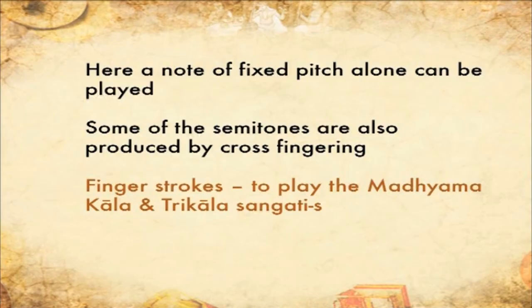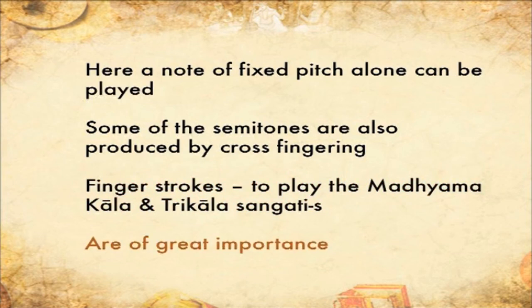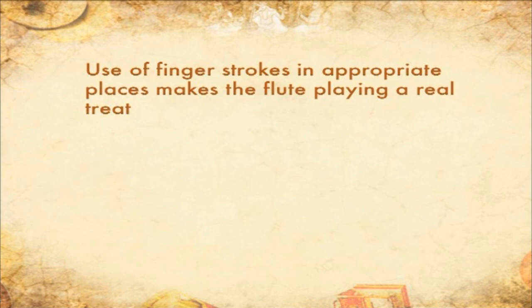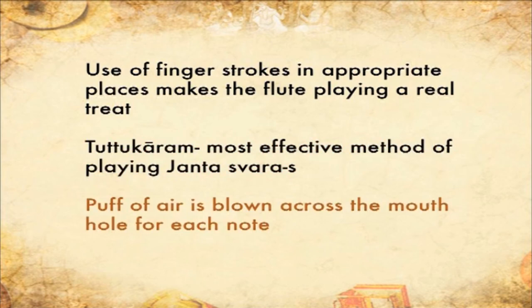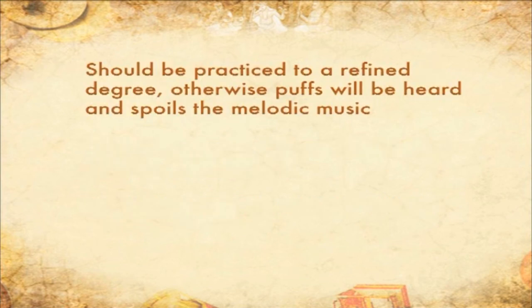Finger strokes are used to play the Madhyamakala and Trikalam Sangatis of musical compositions and are of great importance. The use of finger strokes in appropriate places renders flute playing a real treat to the ear. Tuttukaram is the most effective method of playing jantaswaras. In this method, a puff of air is blown across the mouth hole for each note. Unless tuttukaram are practiced to a refined degree, the puffs themselves will be heard, which would spoil the melodic music.